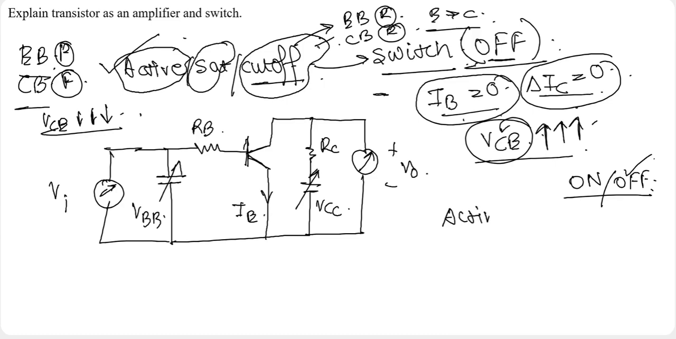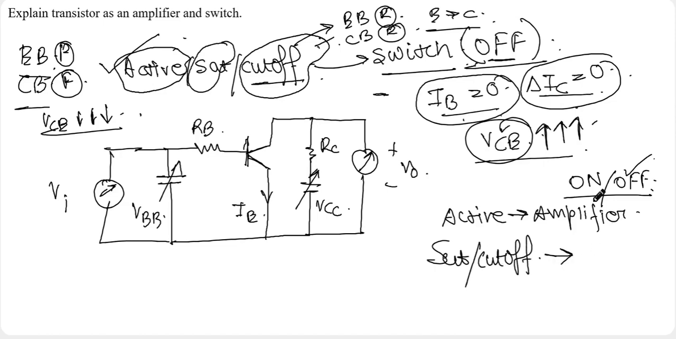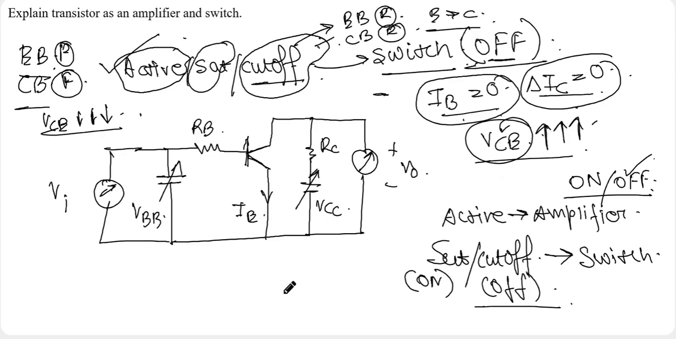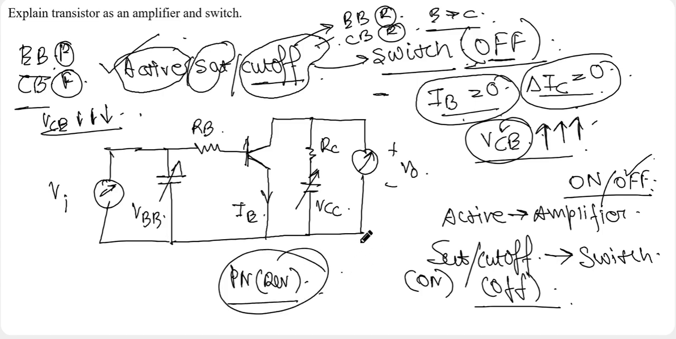One thing we need to know: in the active region, the transistor will operate as an amplifier. And in saturation mode or in cutoff mode, the transistor will operate as a switch. In saturation mode, it will be on. In the cutoff mode, it will be off. In the cutoff mode, there will be no current passing through the transistor because all the junctions are reverse biased. As we know, in a PN junction, when it is reverse biased, the depletion region will increase and no electron will pass from one side of the junction to the other. So during the cutoff mode, the current will be 0.